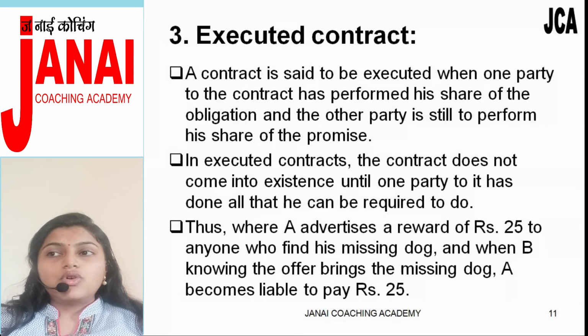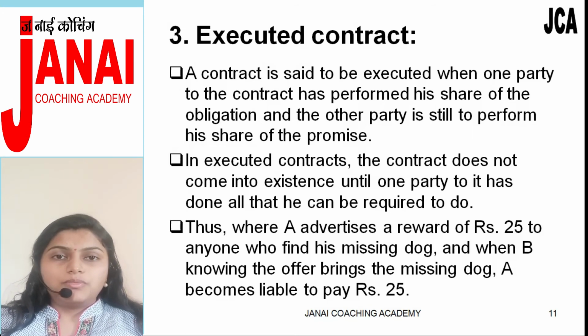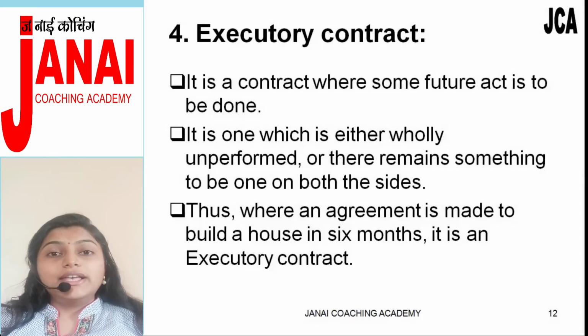Next is executed contract. A contract is said to be executed when one party to the contract has performed his share of obligation, and the other party is still to perform his part of promise. Example, A advertises a reward of rupees 25 to anyone who finds his missing dog. Another person B finds his missing dog and brings it to A. Here, B has already performed his part of promise. Now, A has to perform his part of promise. So, in this, one party has already performed their part of promise and the other party is yet to perform their part of promise.